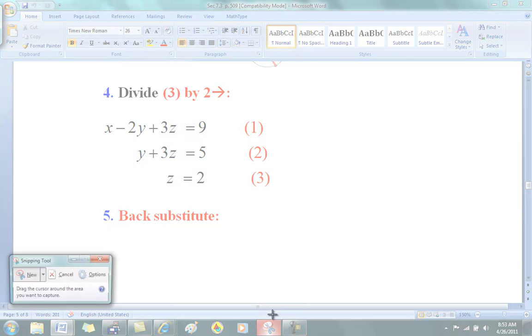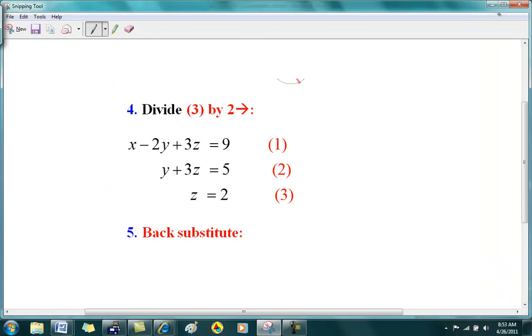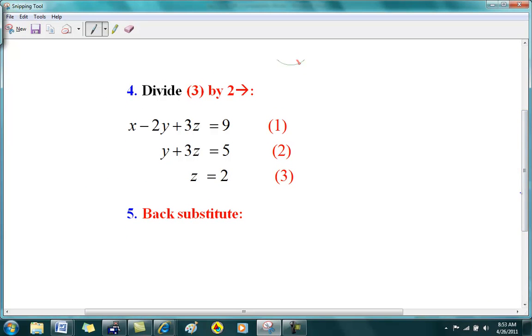So I get a 1 there. And if you do not have 1s on the main diagonal, it's pretty easy to fix that. You just need to divide by the coefficient that's on the main diagonal. Okay, so by dividing the last equation by 2, this is what I get. And now here's my triangular or row echelon form.